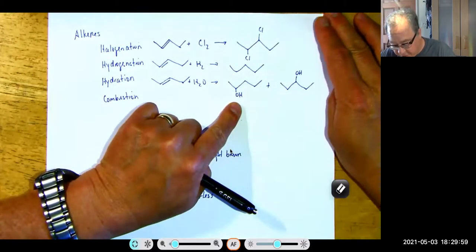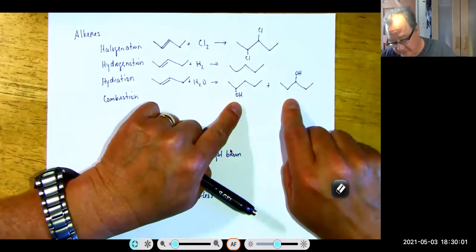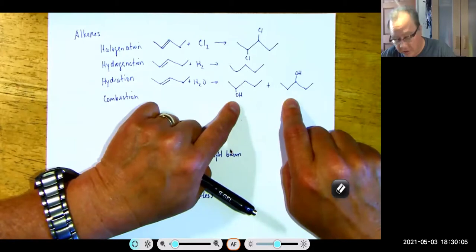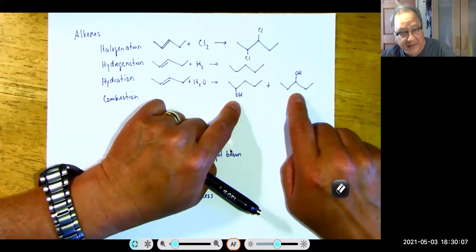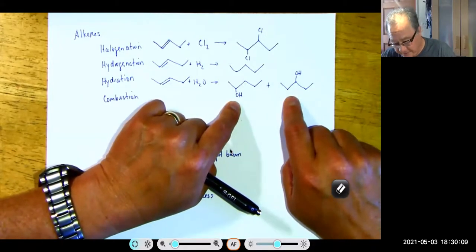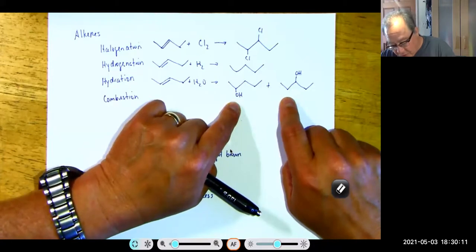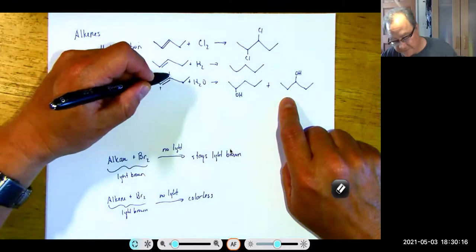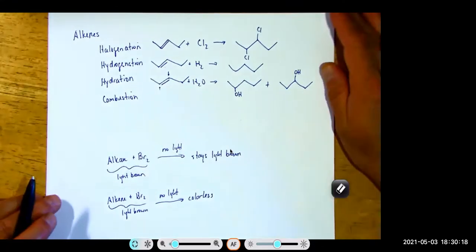Do you see how these two are different? Carbon 2 and carbon 3? Yeah, this one would be called 2-pentanol, and this one would be called 3-pentanol. But the point is that the OH could add to this carbon here or to this one here, to either side of the bond.